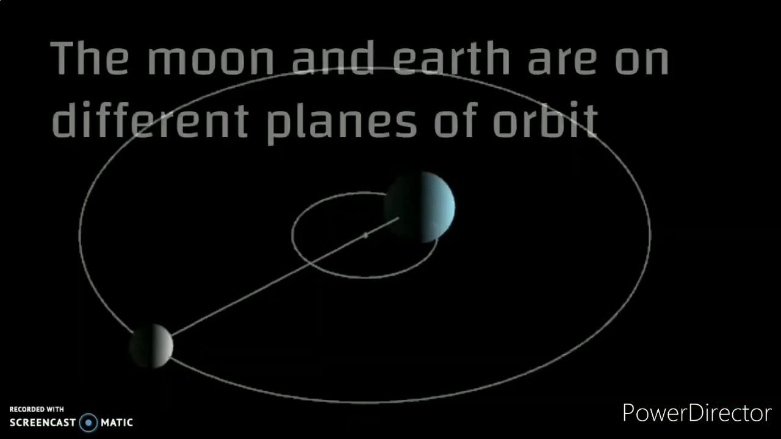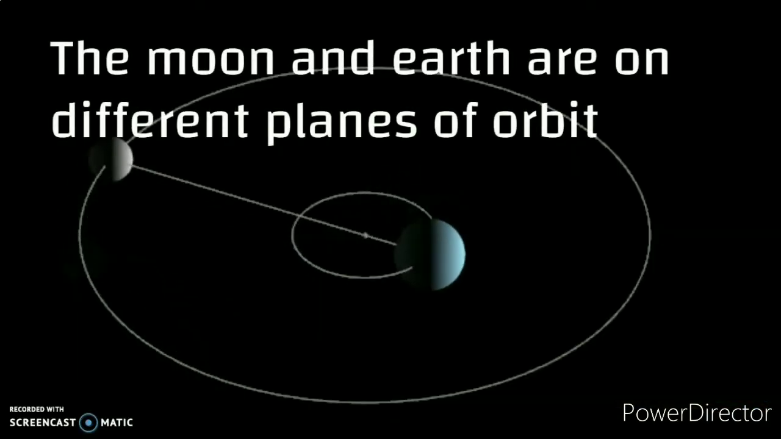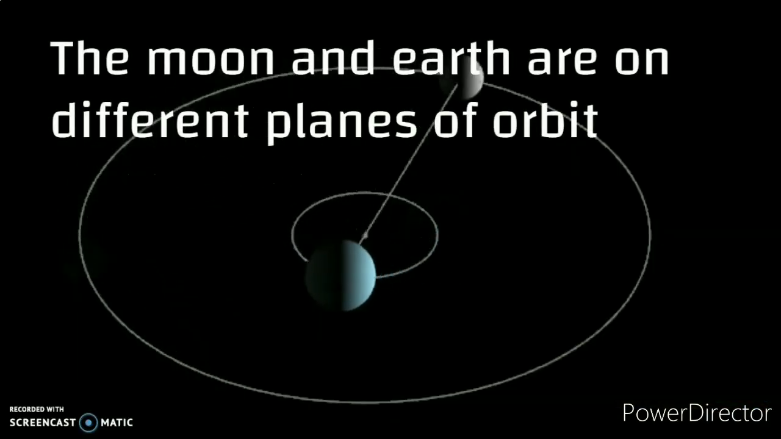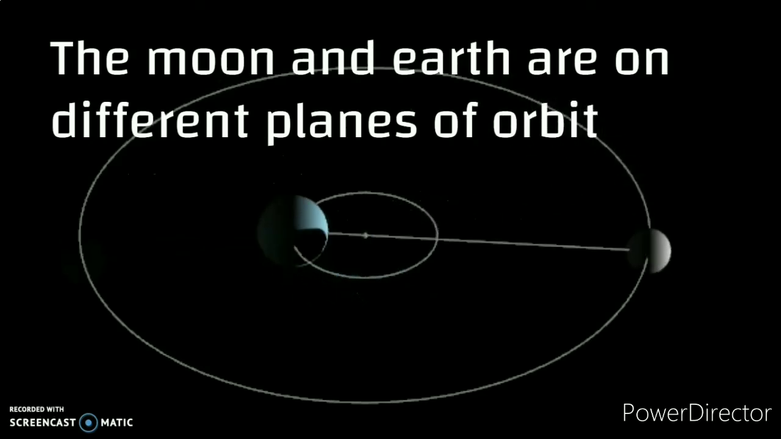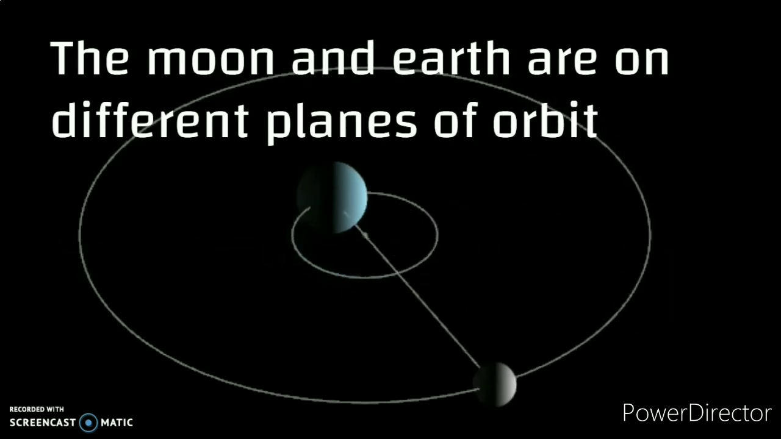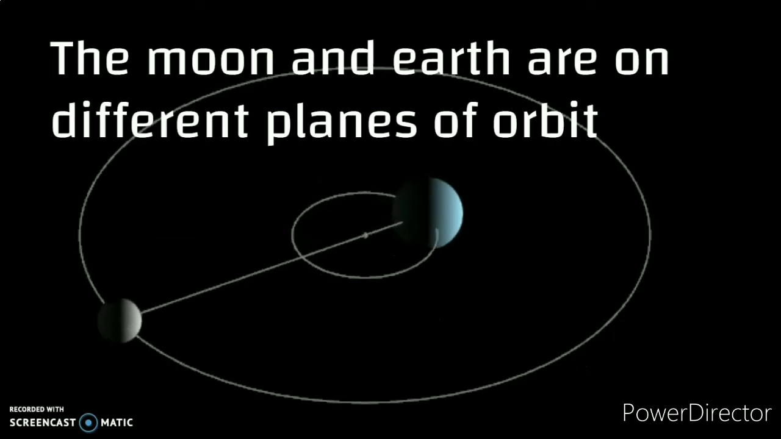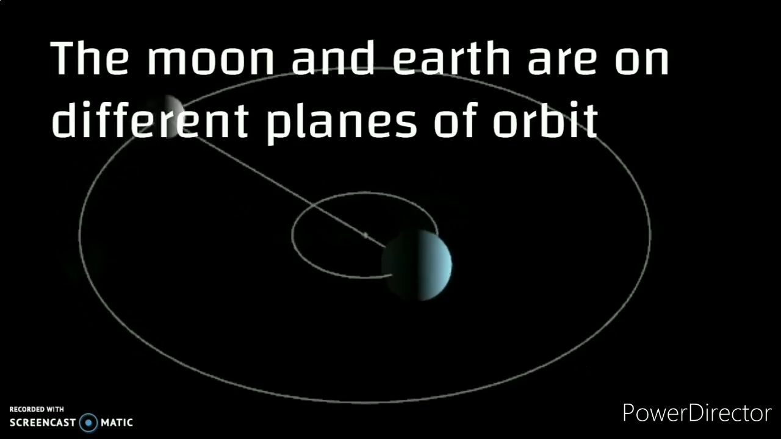Now you might be asking yourself, when the moon is between us and the sun, why doesn't it always block the sun from us? Or, when the Earth is between the sun and the moon, why don't we block the sunlight from the moon? The answer to this is the Earth and the moon are on different planes of orbit, which means that the moon is always going to be a little bit higher or a little bit lower than the Earth, so it's still going to get sunlight and be visible from here on Earth.